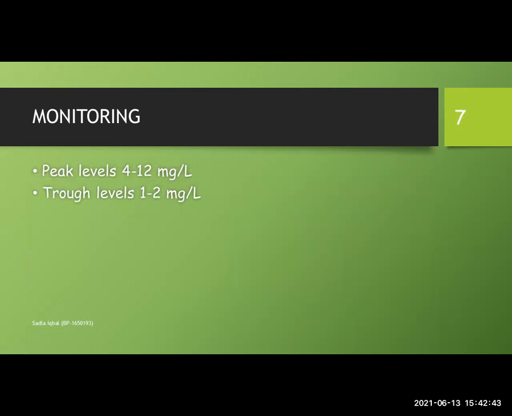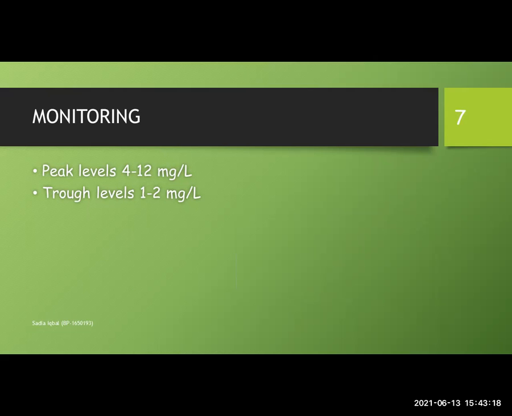Monitoring of gentamicin is essential because of several reasons. As we know, it is a narrow therapeutic index drug, and slight variation in the plasma levels can cause toxic effects. Another reason is that it can cause nephrotoxicity and ototoxicity. One more reason is that there are age-dependent differences in the toxicity of gentamicin, so monitoring is mandatory. In the case of kidney insufficiency, again monitoring is required, and if repeated therapy is given with gentamicin, then monitoring is also required.